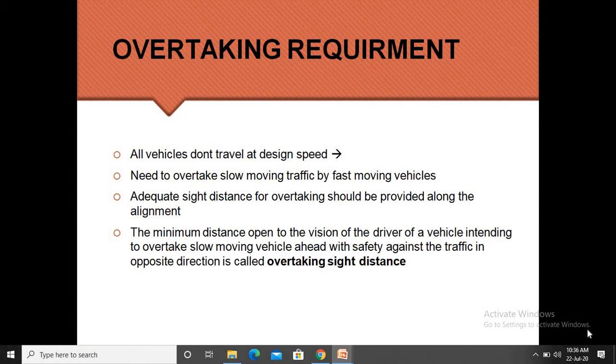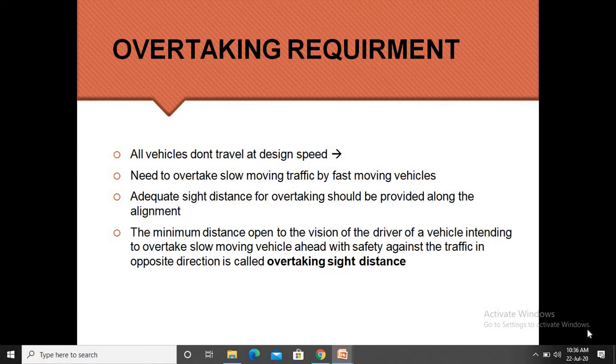So one vehicle is moving slowly, and another vehicle is coming from behind with good speed. At that time we need to overtake that slow vehicle with our fast vehicle. Then in that condition we need to maintain the overtaking sight distance. Why? Because some vehicles may come from the opposite direction as well. So that's why we need to maintain some distance, and that is known as the overtaking sight distance.